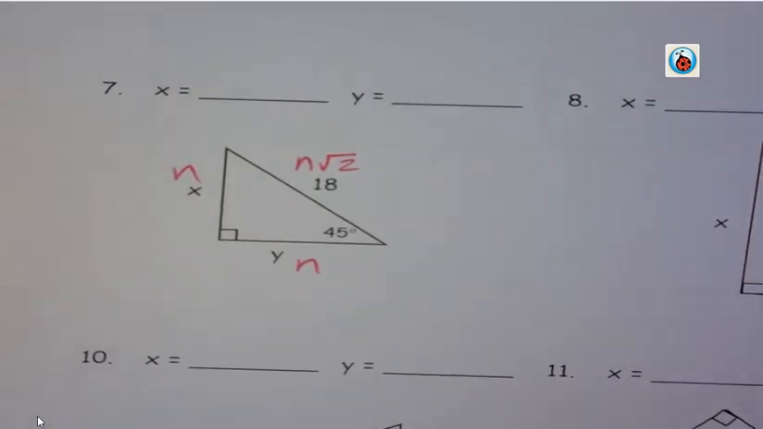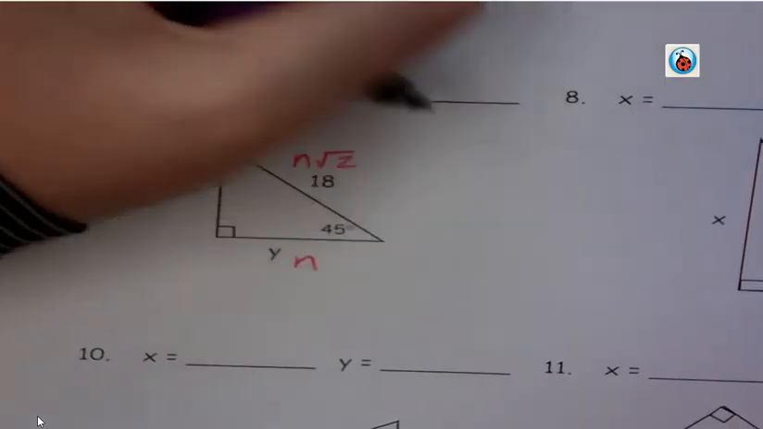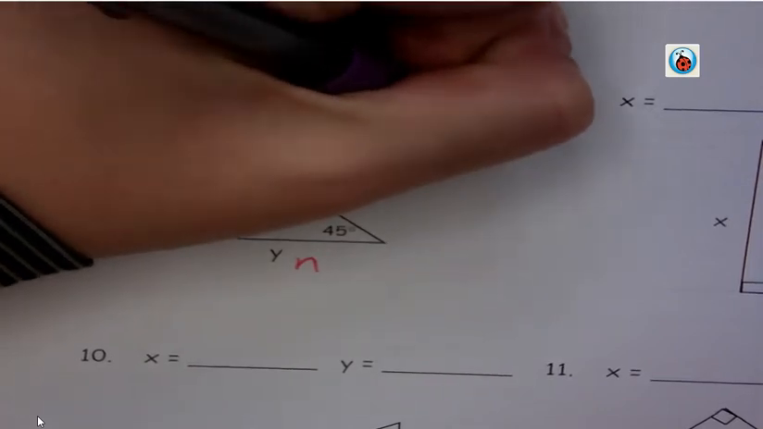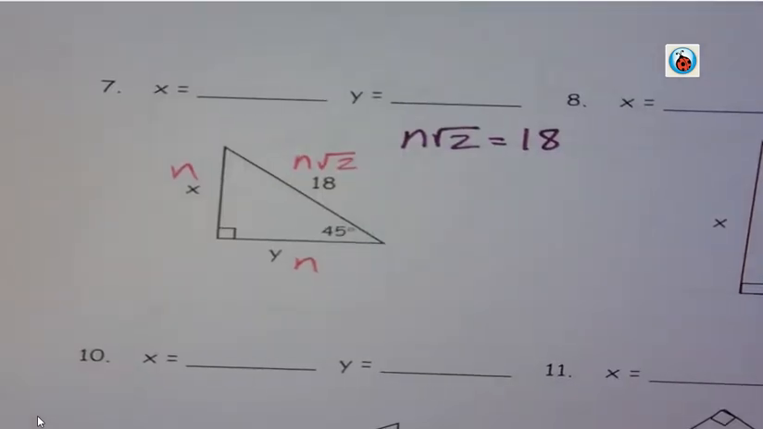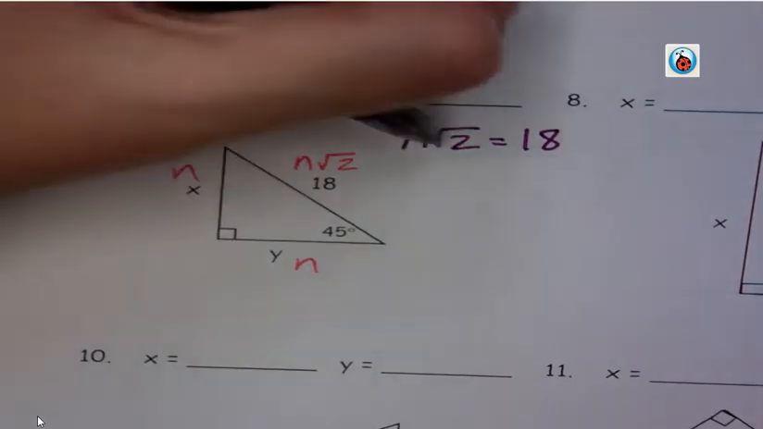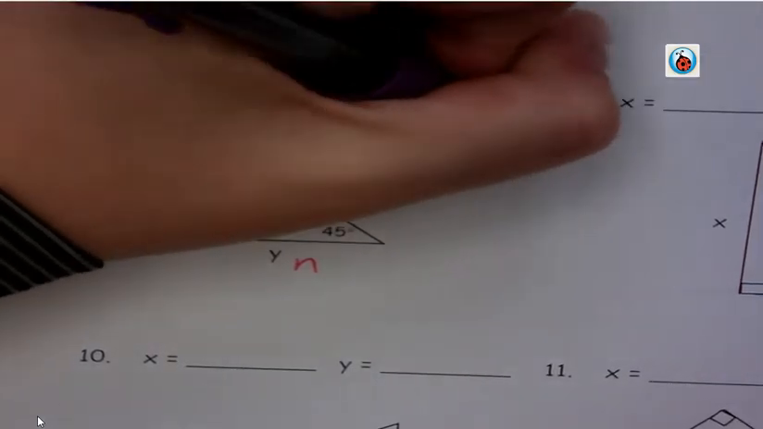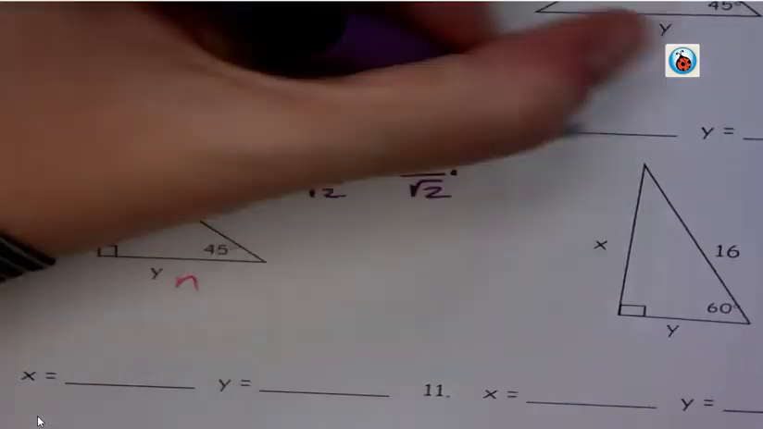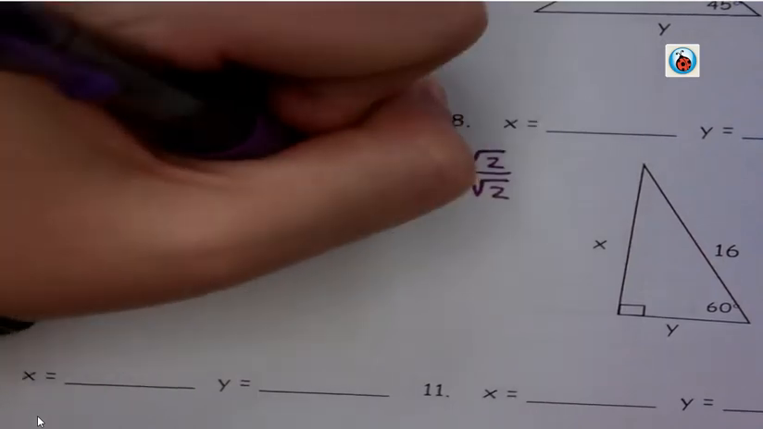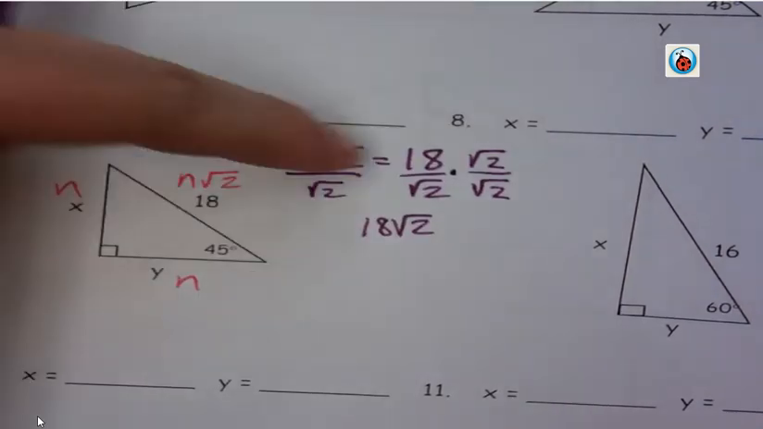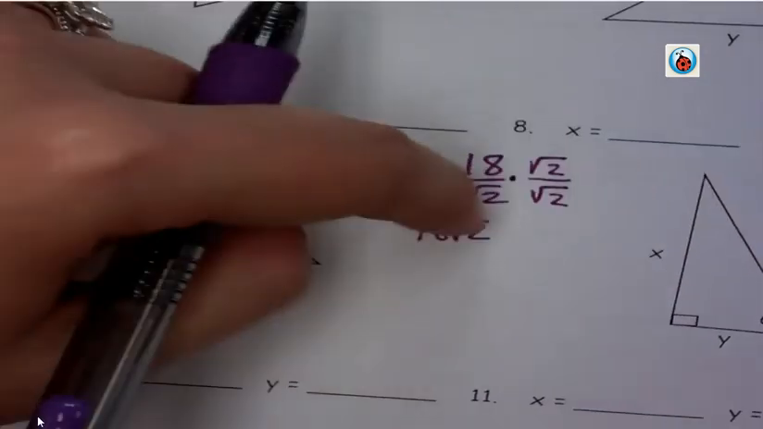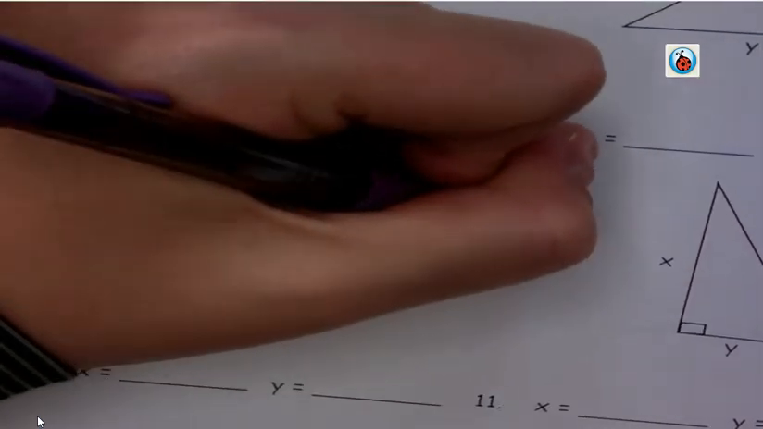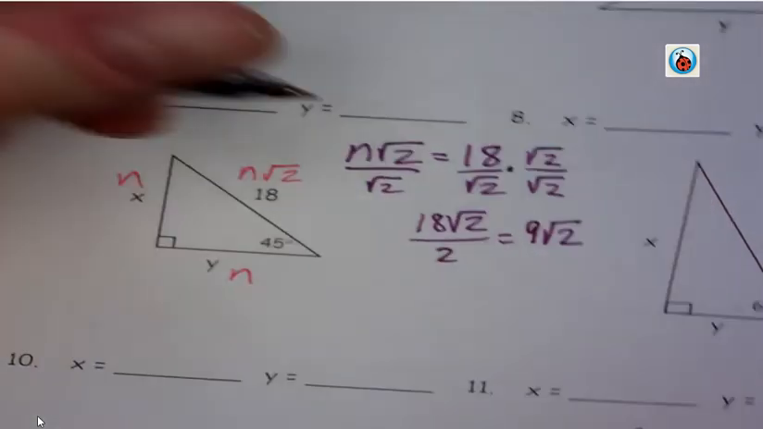So we're just going to now follow the steps, which first one, label the triangle. We did that. Second one, solve for n. So this one's a little different. You've got to solve for n, but you're given n root 2. So you set them equal. Oh my goodness, now we have square root in the bottom. So remember, that's not allowed, so you have to multiply by root 2 over root 2. So these multiply across and become 18 root 2. These multiply across and just become 2. And then you can divide. 18 divided by 2 is 9. So 9 root 2 is what happens.